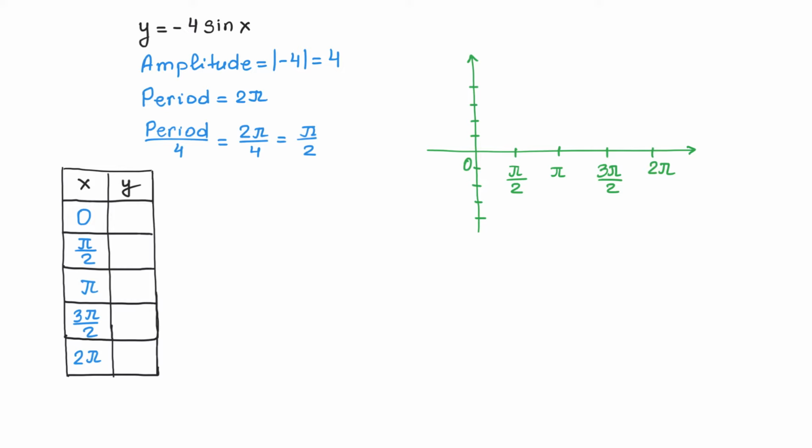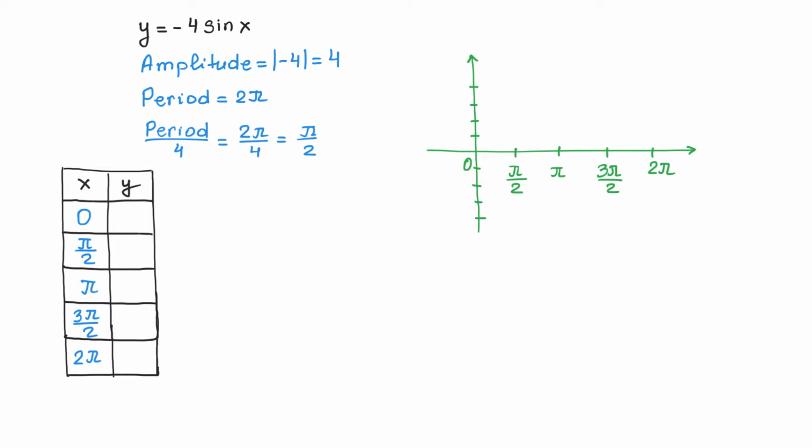So this was the first step in graphing this function. We took the period, we divided it by 4, and we got pi over 2. Then we found the x-coordinates of the 5 points. In the next step, we will find the y-coordinates of these points. From the previous examples, we know that if we have a sine function, it passes through the origin. Also, if we have a negative number in front, then from the origin, the graph will go down first. Then we can say that the y-coordinates will be 0, then negative 4, then again 0, then positive 4, then again 0.